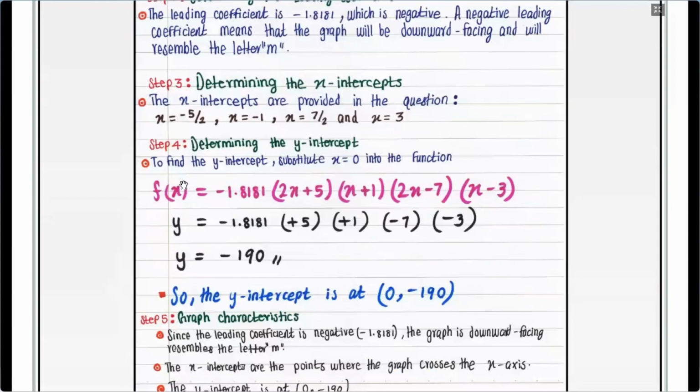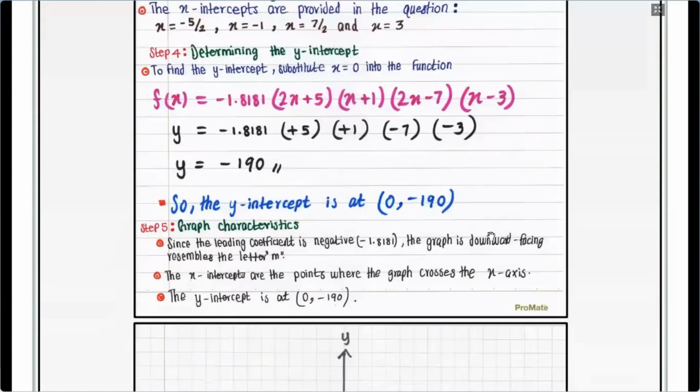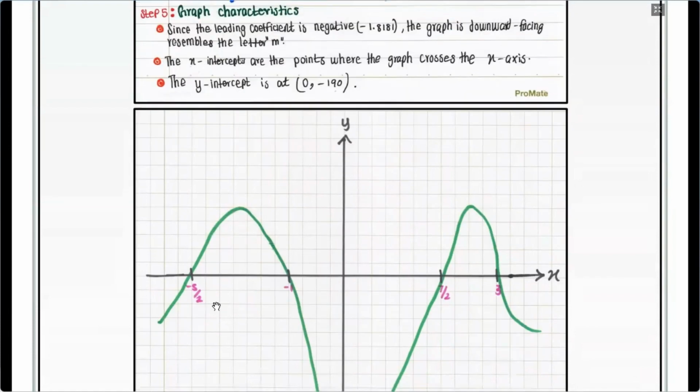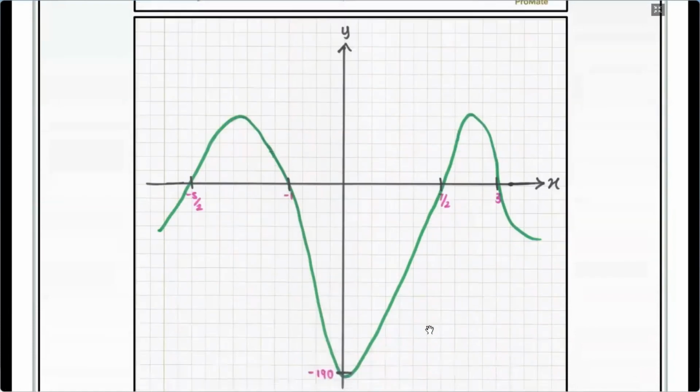Step 4, determining the y-intercept. To find the y-intercept, substitute x equals 0 into the equation. If we substitute, we get y equals minus 190. So the y-intercept is at (0, minus 190). Graph characteristics. Since the leading coefficient is negative, the graph is downward facing and resembles the letter M. So it is facing downward.